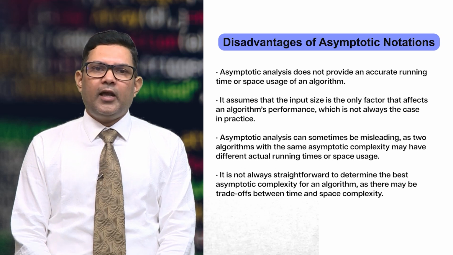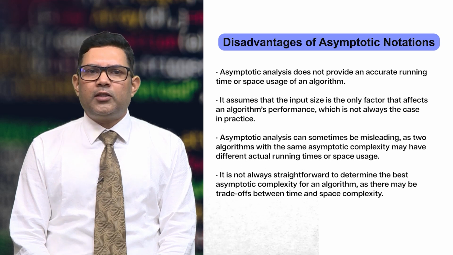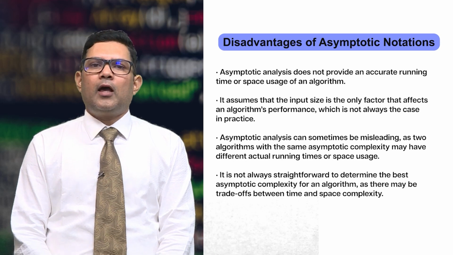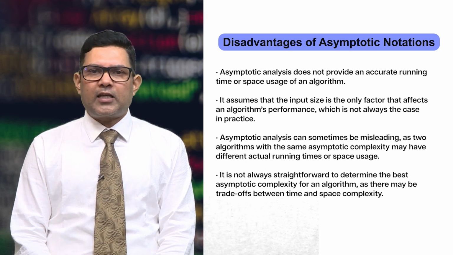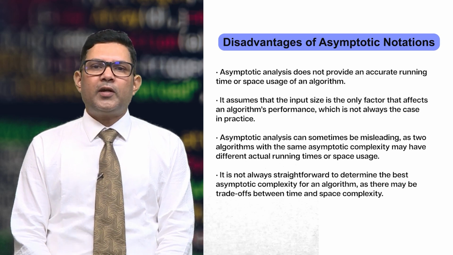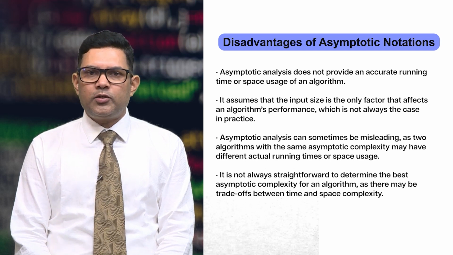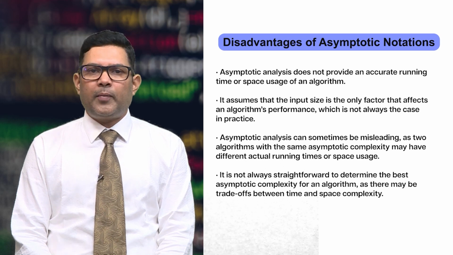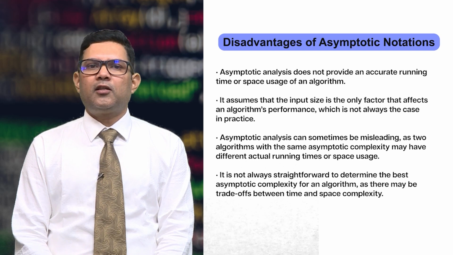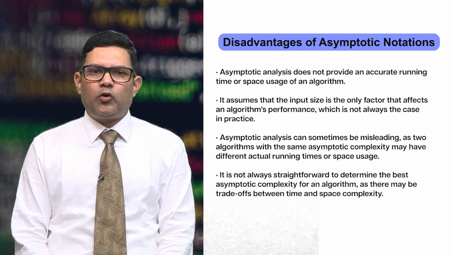The second point is that it assumes that the input size is the only factor that affects algorithm performance, which is not always the case in practice. Apart from input size, there are many other factors which can influence the time complexity. As we have already discussed, it depends upon the speed of the machine, the number of operators used, and the number of inputs provided by the user. There are so many factors, but asymptotic notation only considers the number of inputs provided by the user. So this is the second disadvantage of asymptotic notation.